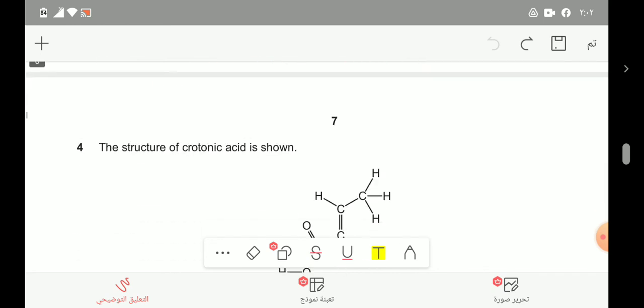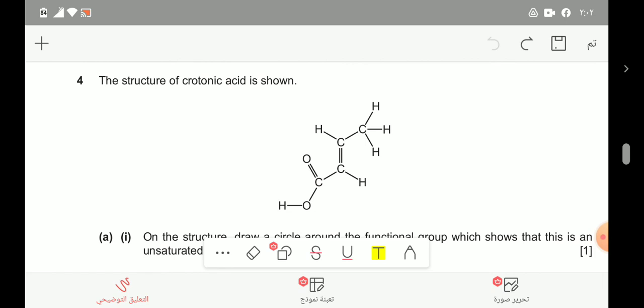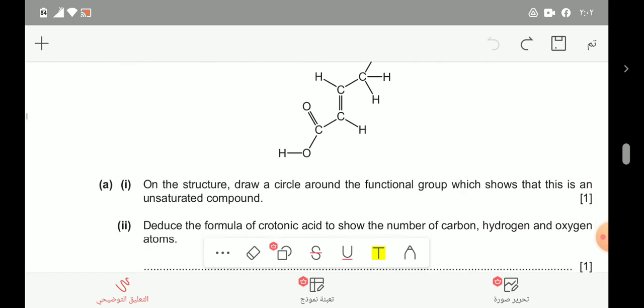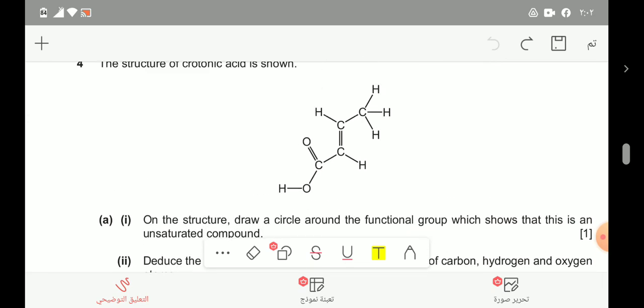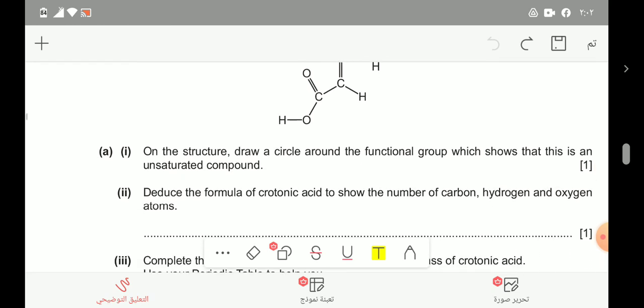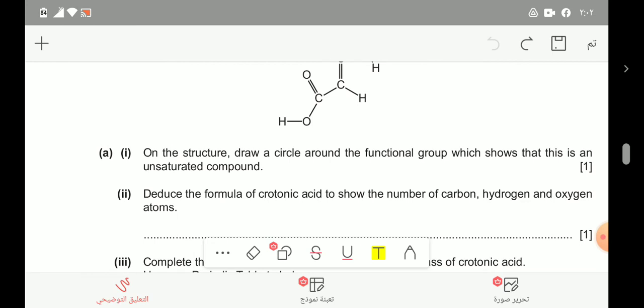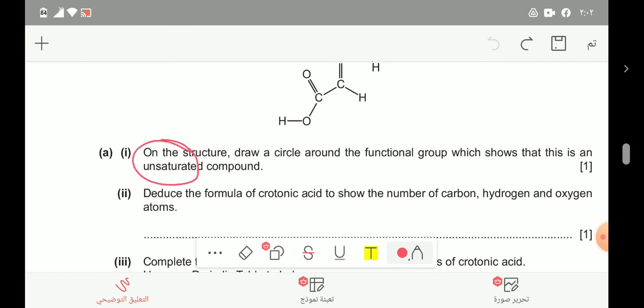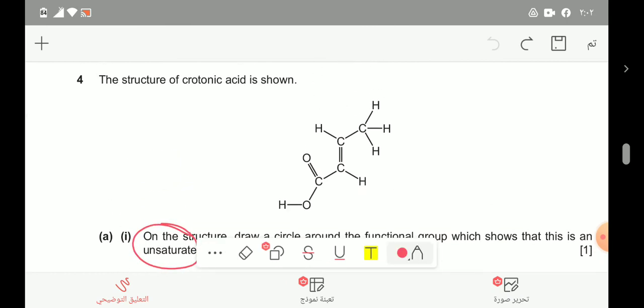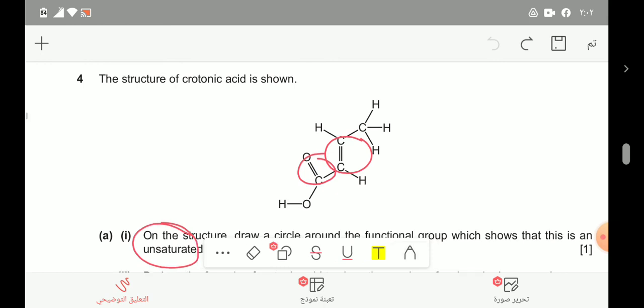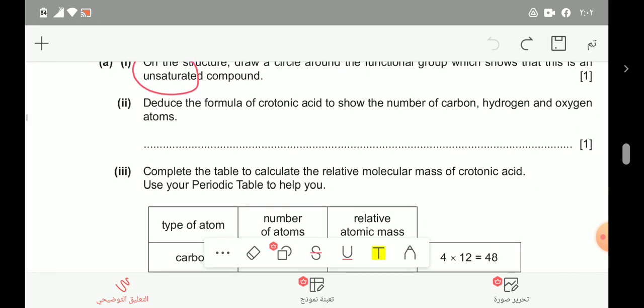The structure of crotonic acid is shown. Crotonic acid has 4 carbon atoms and 2 oxygen, and the other atoms. On the structure, draw a circle around the functional group which shows this is an unsaturated compound. The term unsaturated means that it has a double bond, so you have to make a circle here and here. Deduce the formula of crotonic acid.